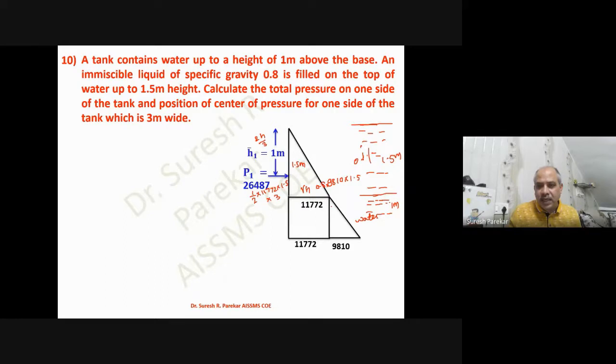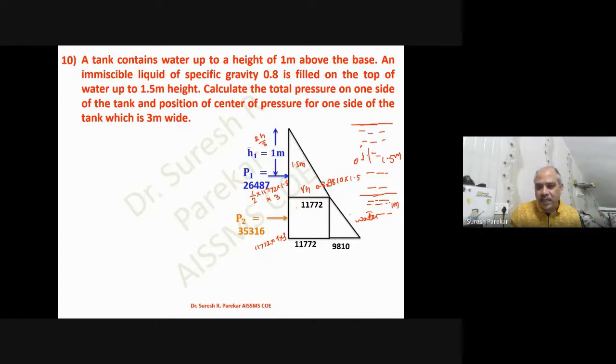Then we have the second, that is this portion. This will act as it is, this will be a rectangle. So for P2 we have 11772 into 1 into 3, with a 3 meter width, and then we will get P2 as 35316.